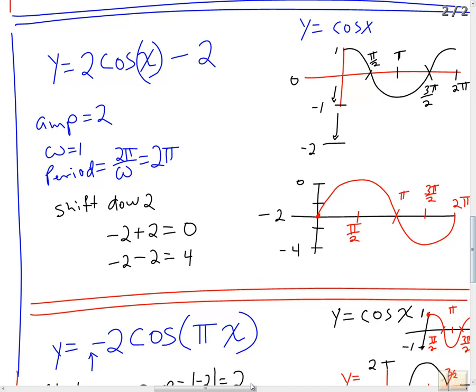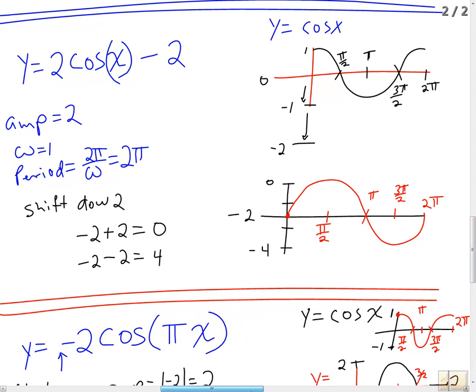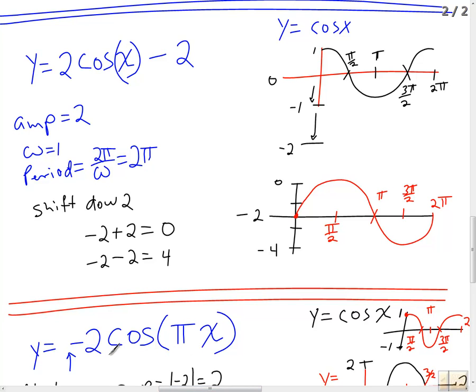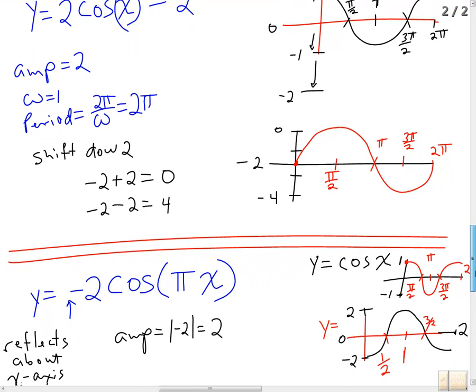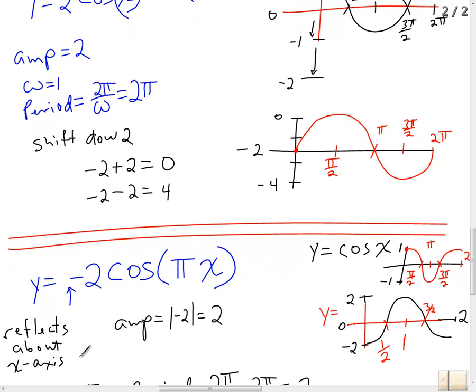Okay, here we have y equals -2 cosine pi times x. And so the negative is going to make our graph reflect about the x-axis. We're always looking at the amplitude as an absolute value, so our amplitude is just 2, not -2, just 2. The negative just tells us that it will reflect about the x-axis.